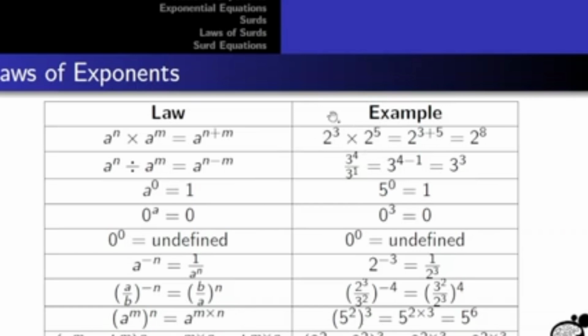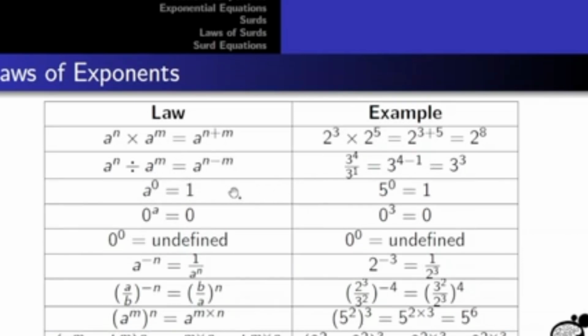The second law is the law of division, dividing exponents with the same base. You take one base and you subtract the exponents. For example, you have 3 to the power 4 divided by 3 to the power 1. You take 3, the same base, and subtract the exponents, 4 minus 1. The final answer is 3 to the power 3.